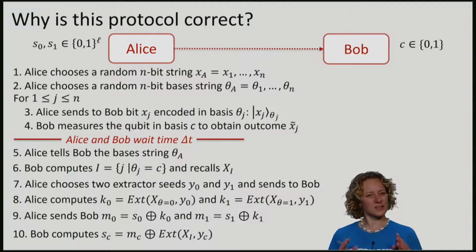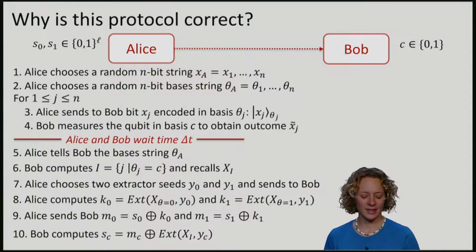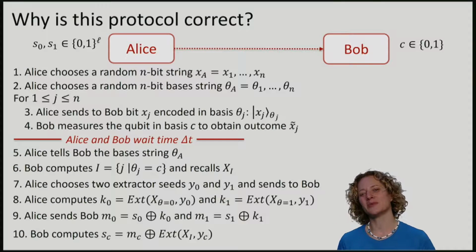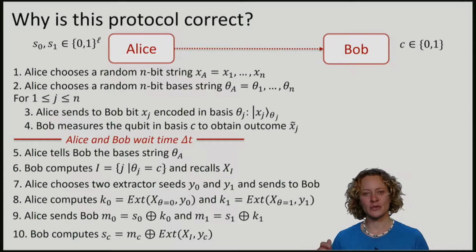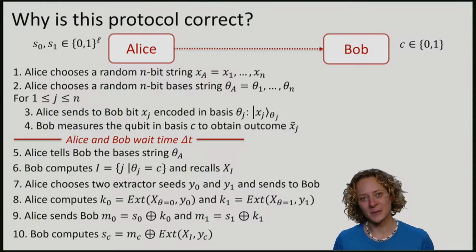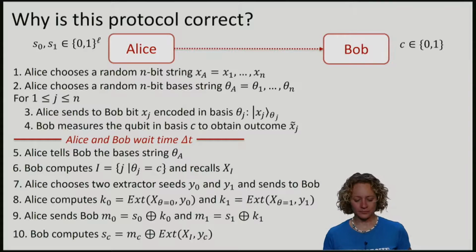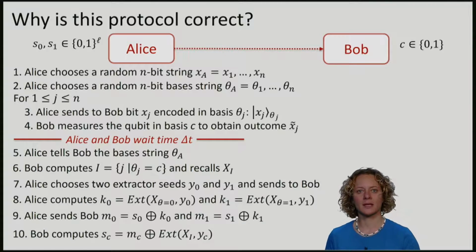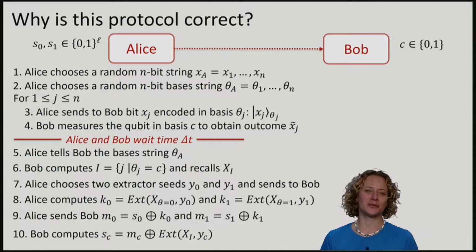So why does this protocol perform oblivious transfer? Let's remember that we need to check two things. First, we want the protocol to be correct. That is, if both Alice and Bob are honest, then Bob actually gets the desired string SC. Let's go through the protocol and see what could possibly go wrong.